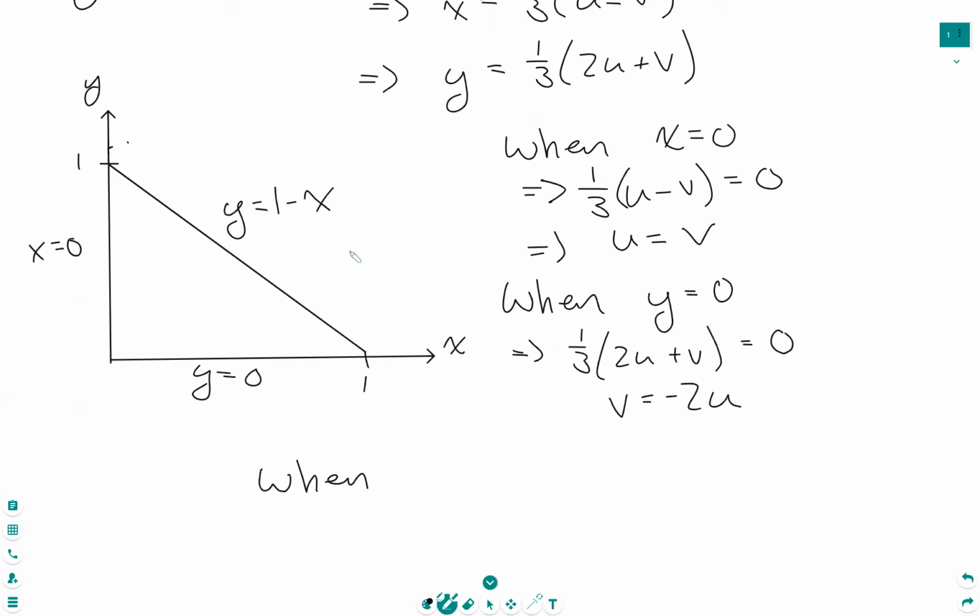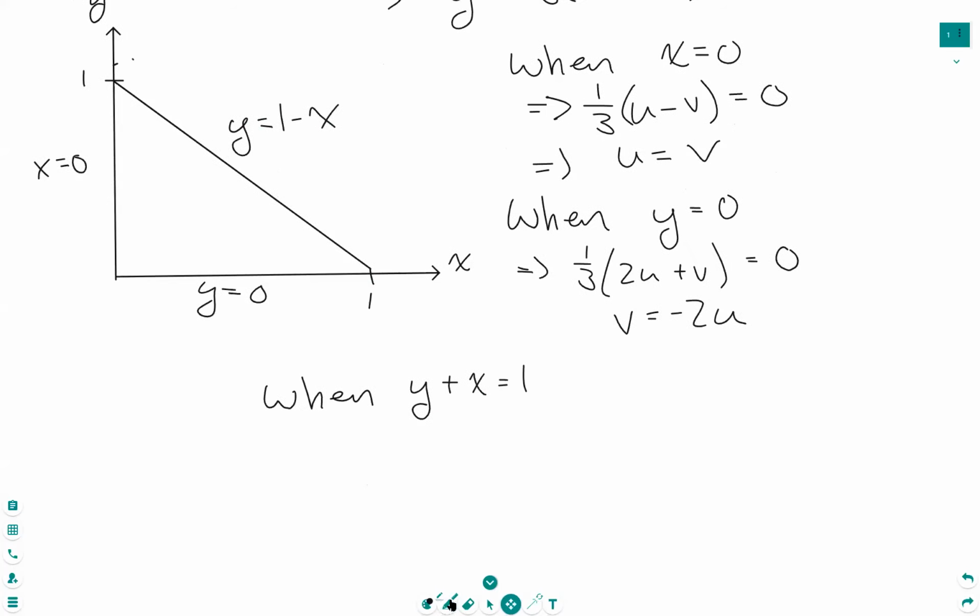Now, when I have that y plus x is equal to 1, I can say that this is 1/3 of u minus v plus 1/3 of 2u plus v is equal to 1. Well, this left-hand side we can reduce a little bit. It ends up that these v's cancel, and all that we're left with is a u. So we know that u is equal to 1. So each edge here becomes a new edge in the UV space.